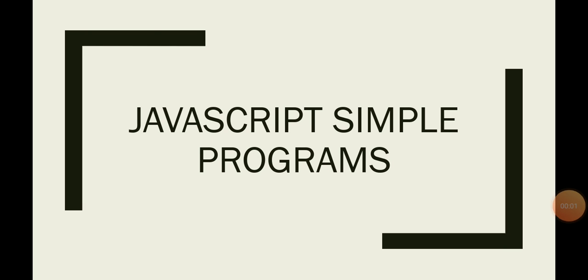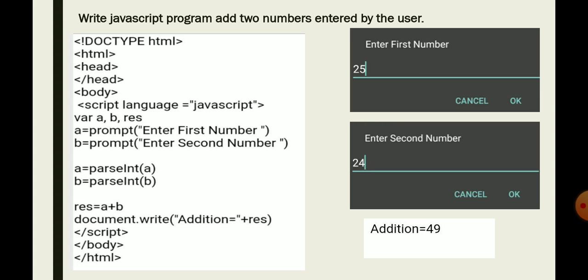In this lecture, we will see how to take input from the user using prompt and how to convert it into an integer. So the first program is: write a JavaScript program to add two numbers entered by the user. Here we do not assign any value to the variables in the program. We take input from the user at the time of execution of the program.